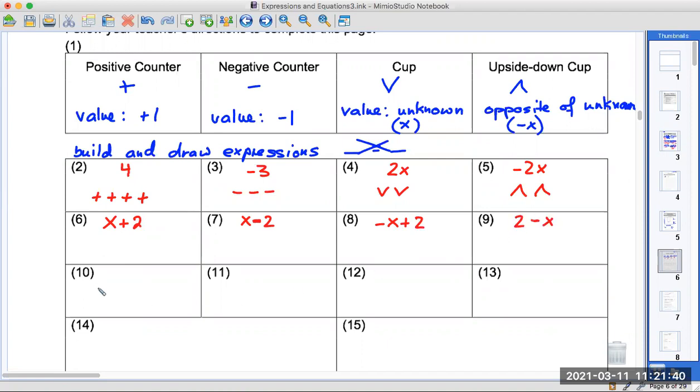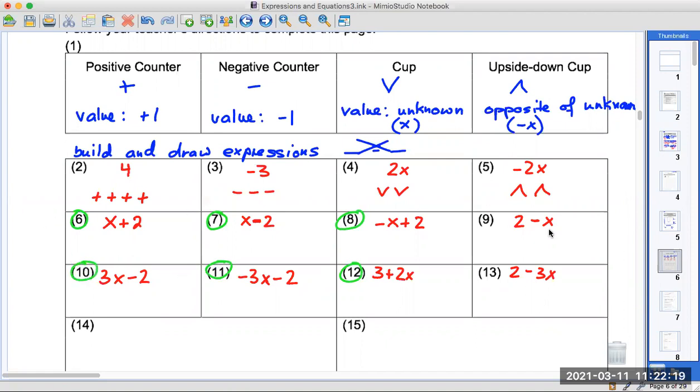For number 10, you don't have to do that now. That's going to be your homework. 3x minus 2, negative 3x minus 2, 3 plus 2x, and 2 minus 3x. So the ones I'm going to show you are these 2, and then the rest is homework.